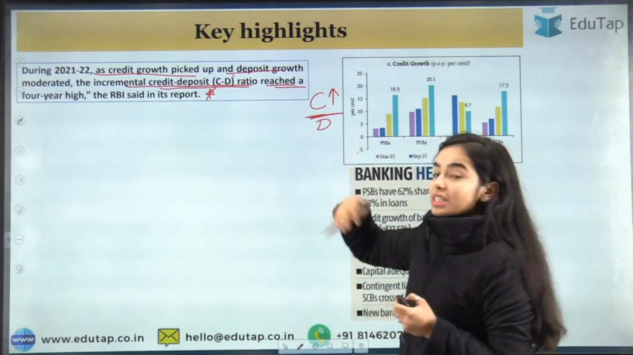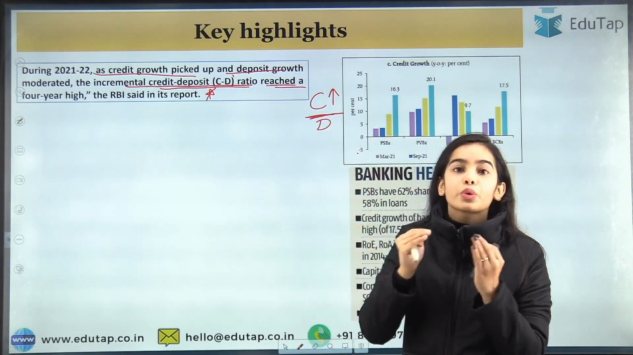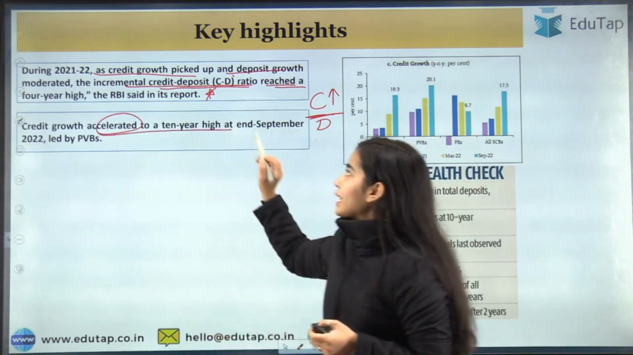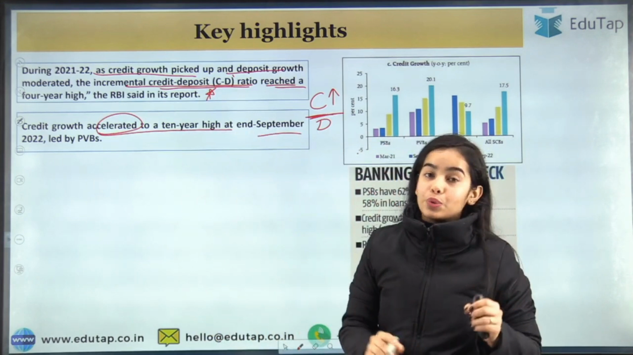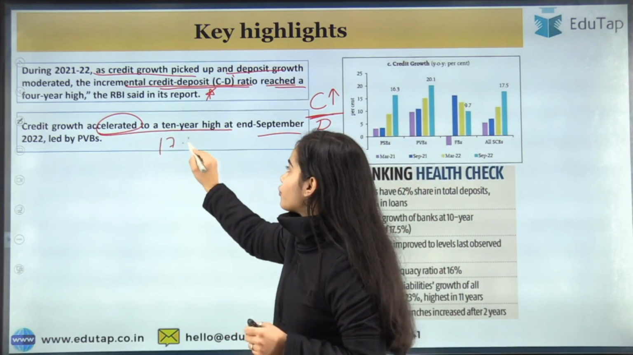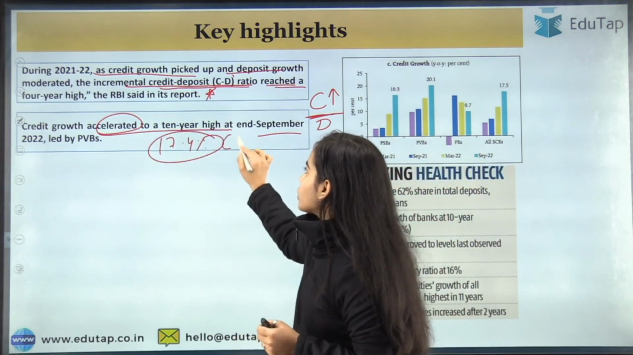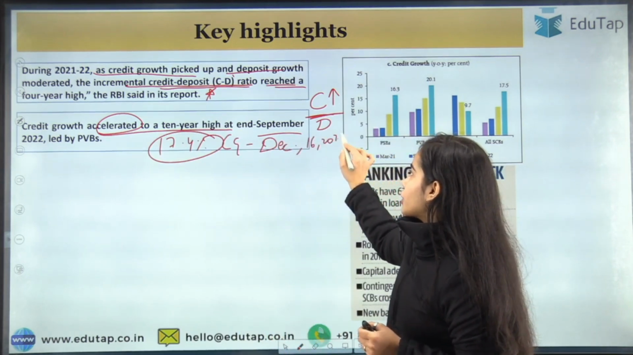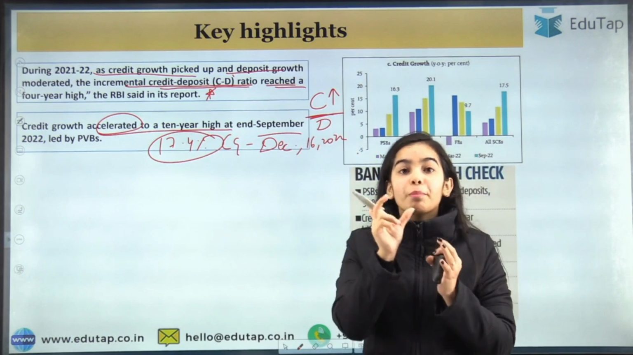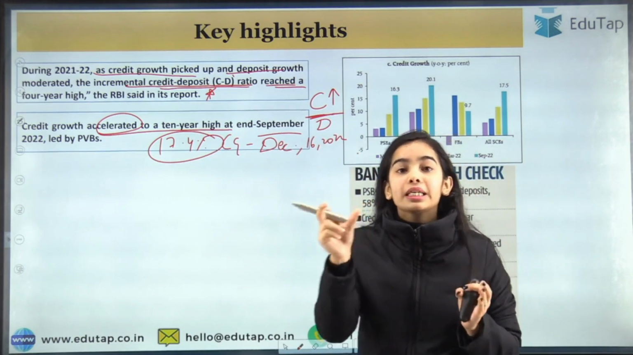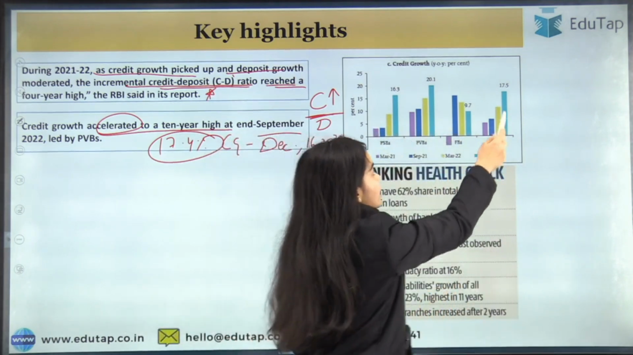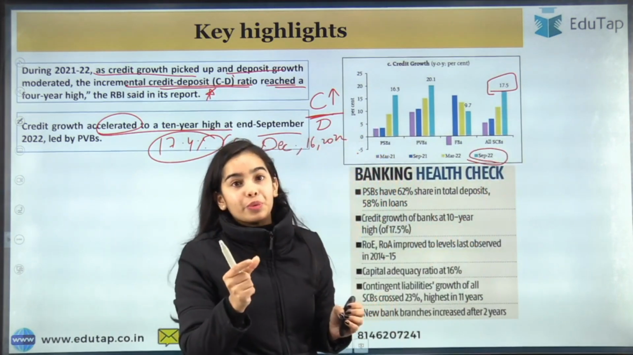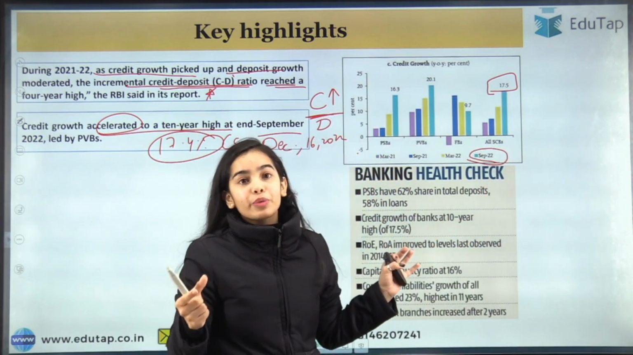Okay, so the credit growth was increasing very fast while the deposit growth was moderating. Credit growth accelerated to a 10-year high at end September 2022. So we have seen 17.4% credit growth as on December 16, 2022. But if we talk about the monthly, year-on-year data, it was 17.5% as on end of September 2022.